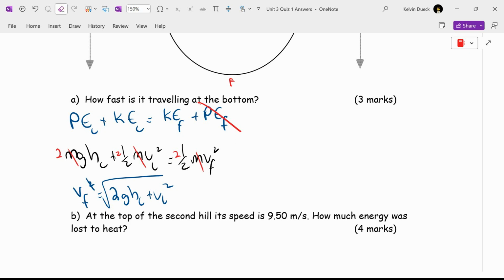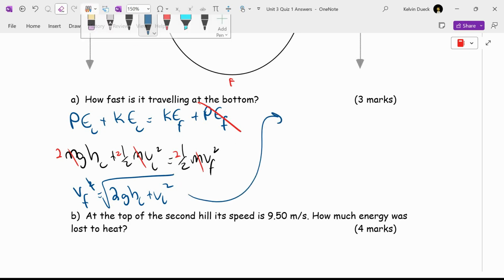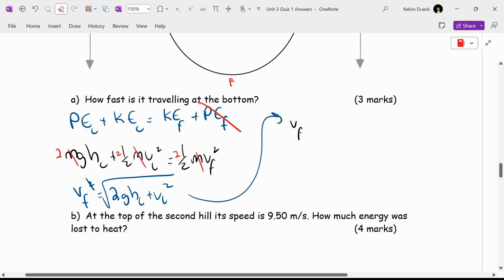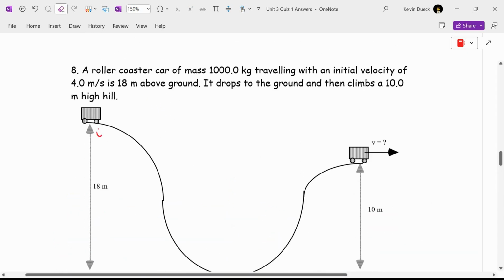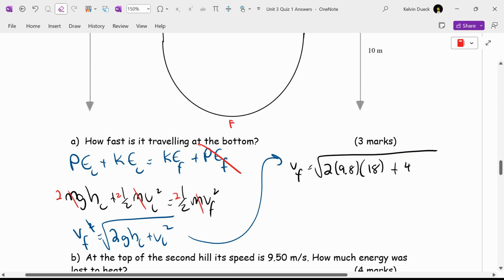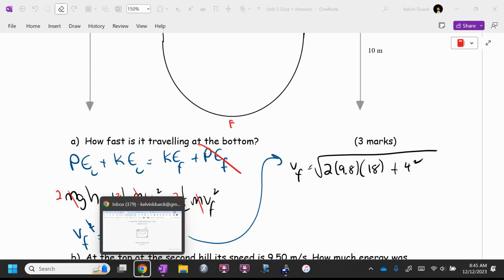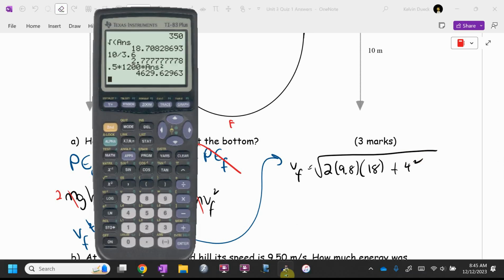How'd I get rid of a squared? Square root. I'll get Vf equals the square root of 2 times 9.8 times 18 plus 4 squared, which is Vf squared equals Vi squared plus 2AD in disguise. 2 times 9.8 times 18 plus 4 squared. Is this going to work? No, this isn't going to work out evenly, is it? No.